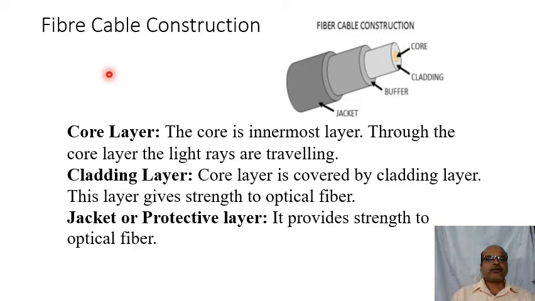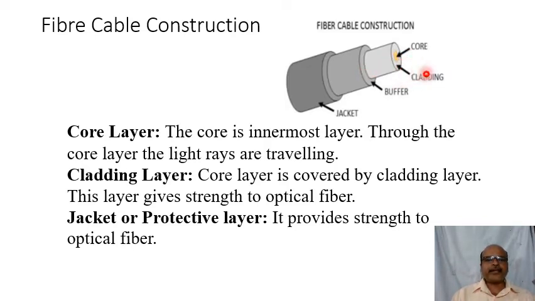Okay, so first we will take optical fiber cable construction. This optical fiber cable is made up of core and cladding layers, and that core and cladding layer is surrounded by the buffer layer, and outside is a jacket. The core layer is the innermost layer. Through the core layer the light rays are traveling.